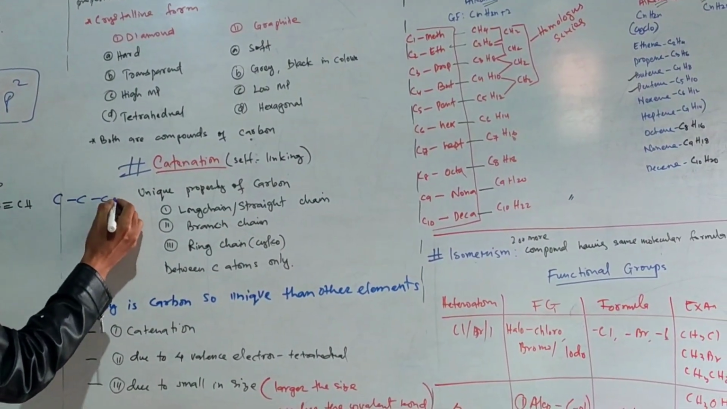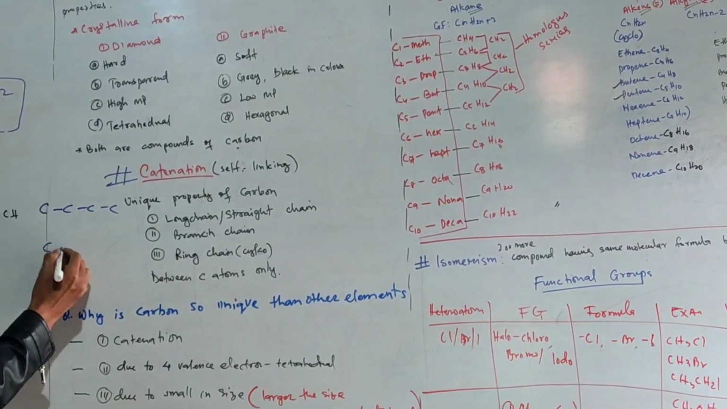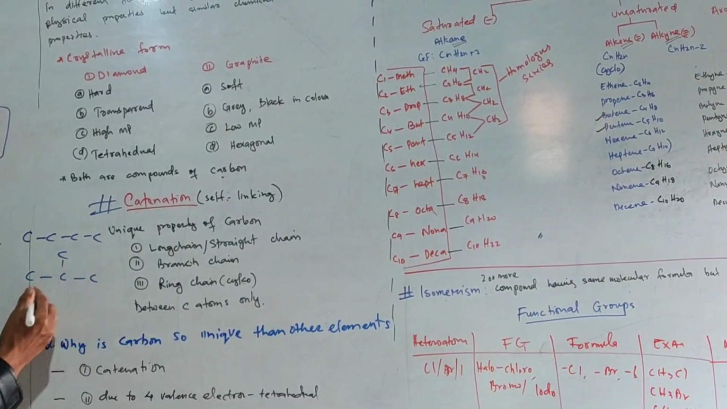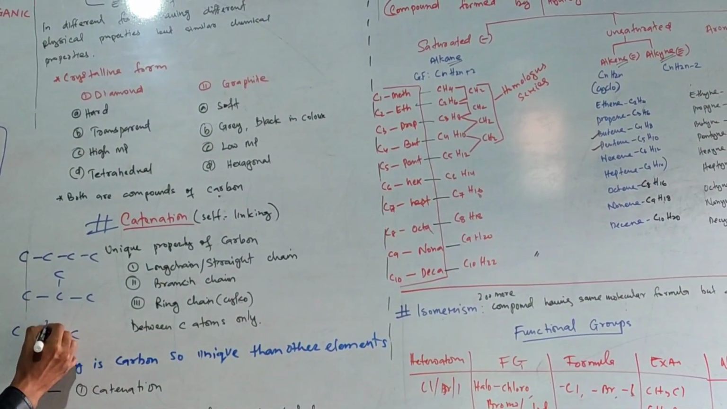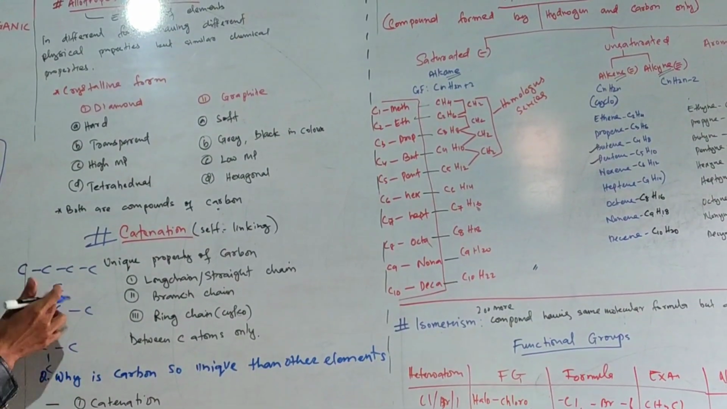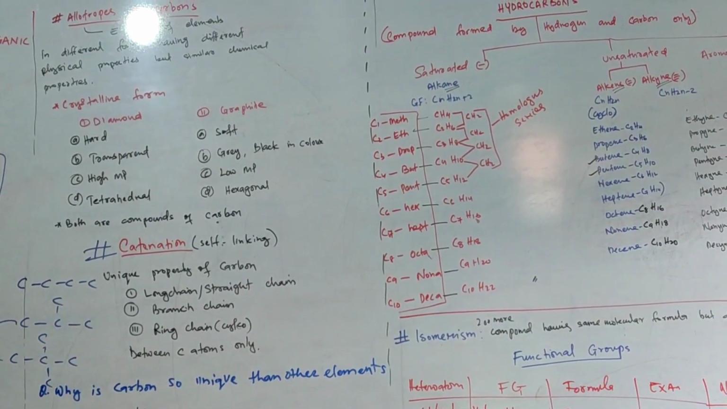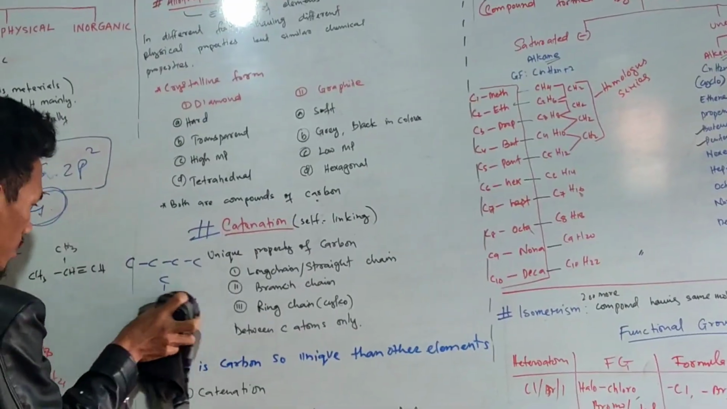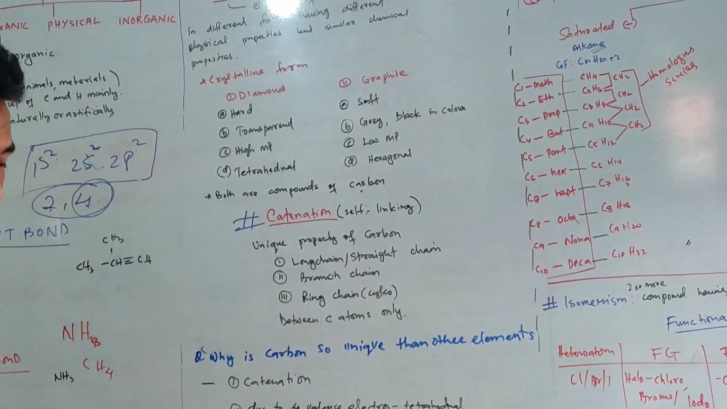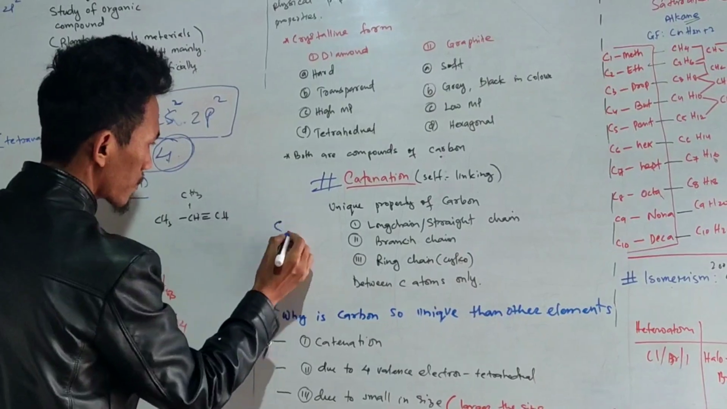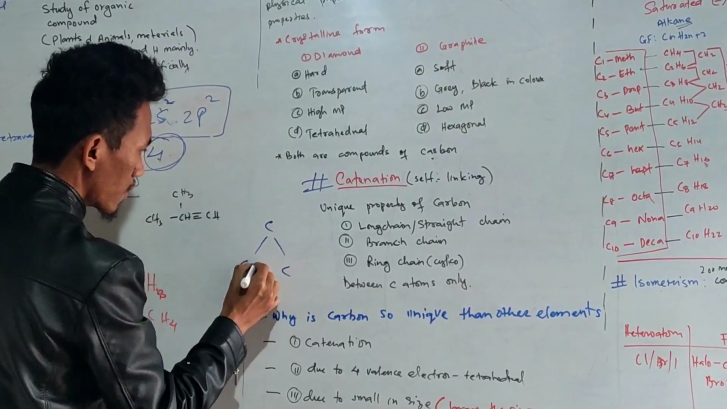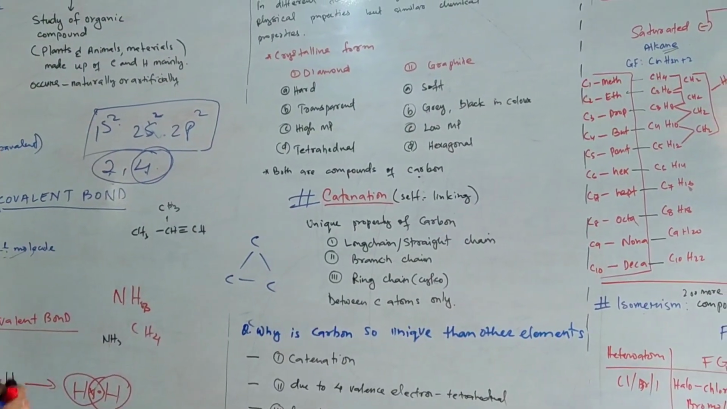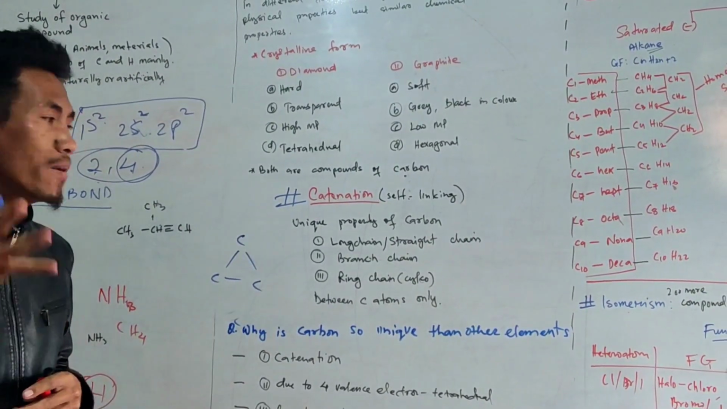Let me write it down. C, branched chains, straight chains. These two are the same. And now let's talk about cyclo. Cyclo means having a ring structure, a ring shape between only carbon atoms. This is cyclo, the ring part, and it is only between carbon atoms, not with other elements.